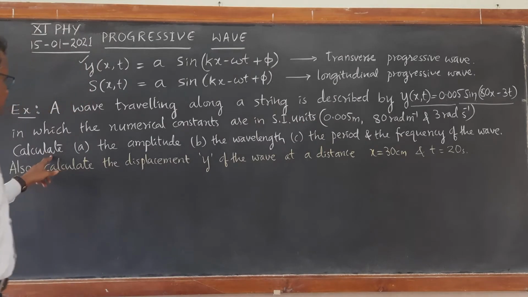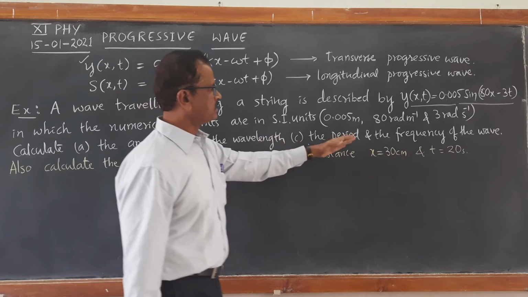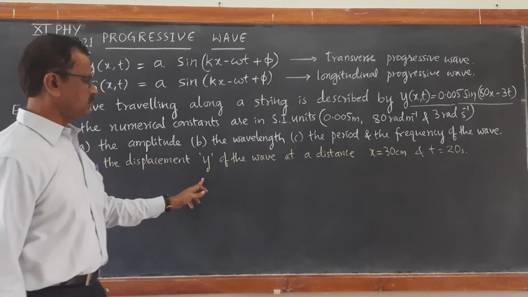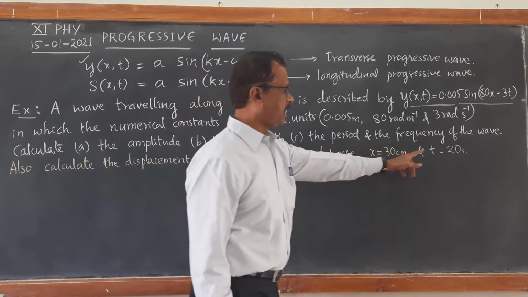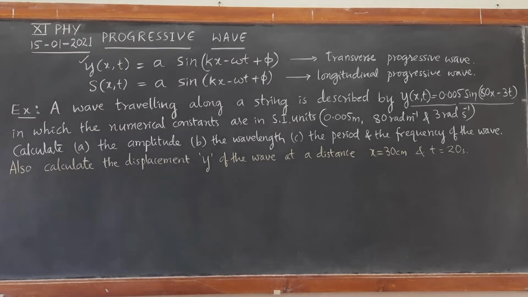You are asked to calculate the amplitude, the wavelength, the period and frequency of the wave, and also calculate the displacement y of the wave at a distance 30 centimeter at time 20 seconds. These are all the questions to be solved. Now let us see one by one.